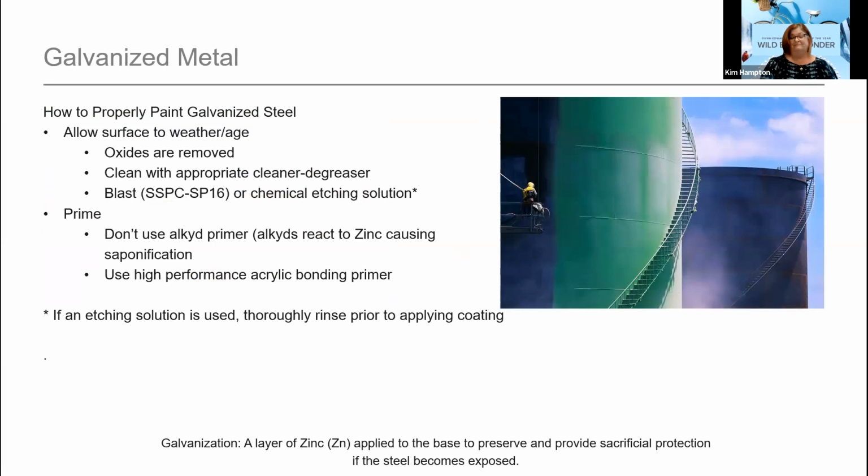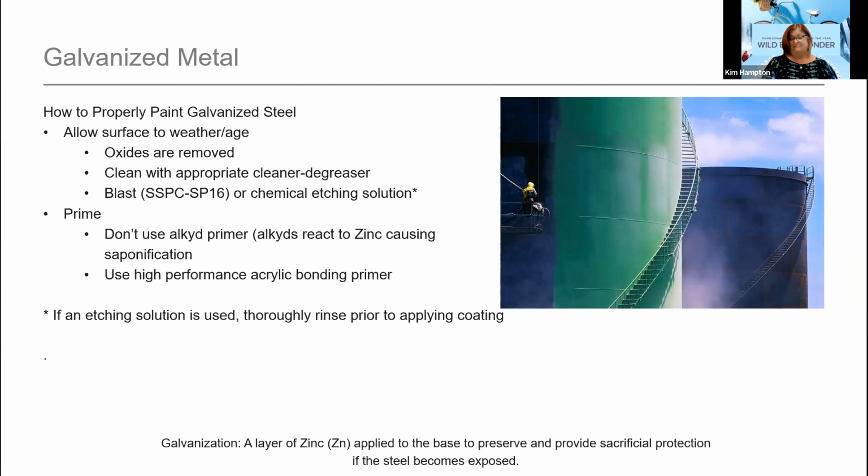And galvanization is a layer of zinc applied to the metal to preserve and provide sacrificial protection if the steel becomes exposed. Galvanized steel, when weathered for 6 months or longer, will be free from factory applied oils, processing compounds, and pretreatments. Clean it with the appropriate metal etch cleaner. Make sure to rinse with deionized water, which is very, very important, or blast with SSPC-SP16 surface prep specification. Prime using a high performance bonding primer specifically designed for galvanized steel.